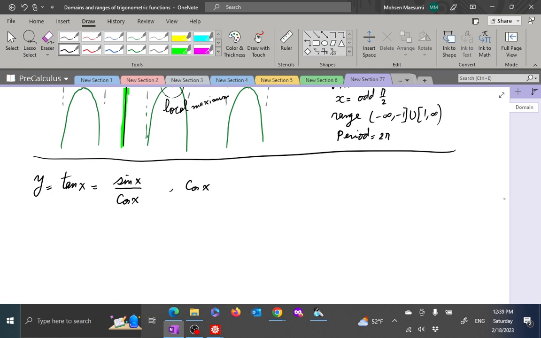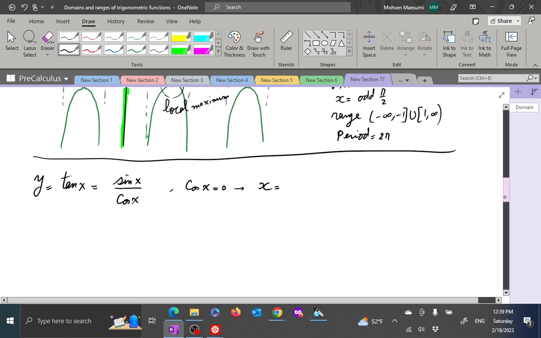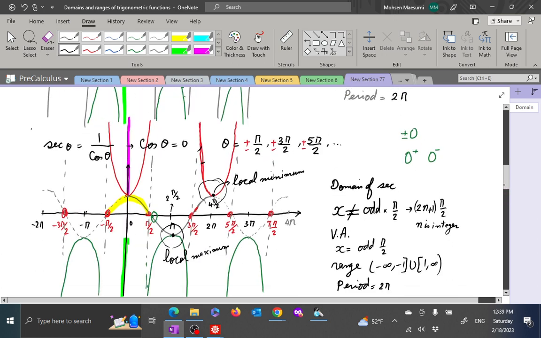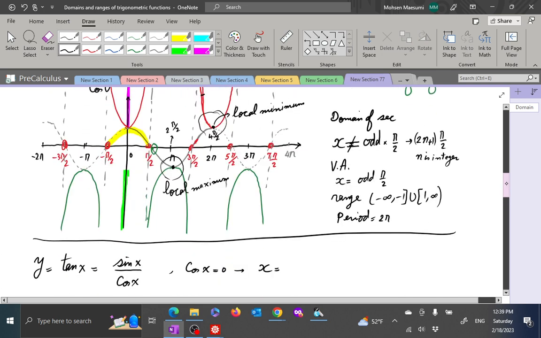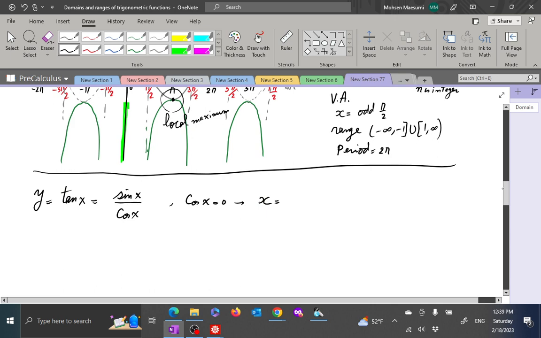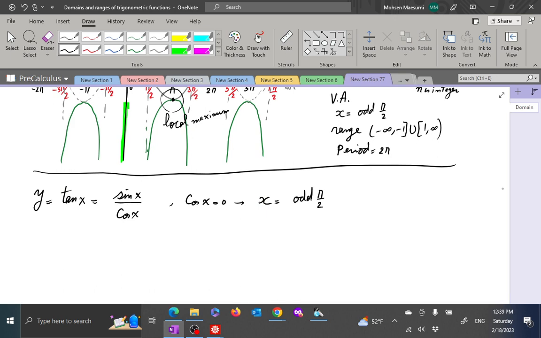It's going to have vertical asymptotes and all of that story. So cosine of x equal to 0. We set the cosine of x equal to 0 to figure out where that happens. Well, that's what we just did a second ago. Cosine equal to 0, so x is going to be odd multiples of pi over 2, or (2n plus 1) pi over 2.